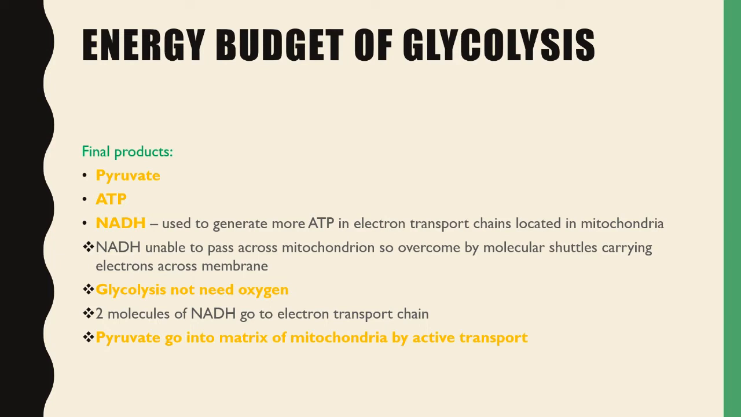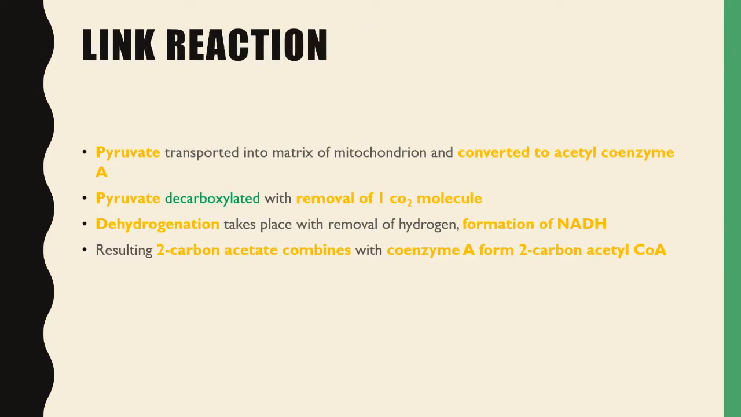NADH is unable to pass across the mitochondrial membrane, and therefore it overcomes this by molecular shuttles which carry electrons across the membrane. Glycolysis does not involve oxygen, and 2 molecules of NADH go to the electron transport chains. Pyruvate will go into the matrix of the mitochondria by active transport.